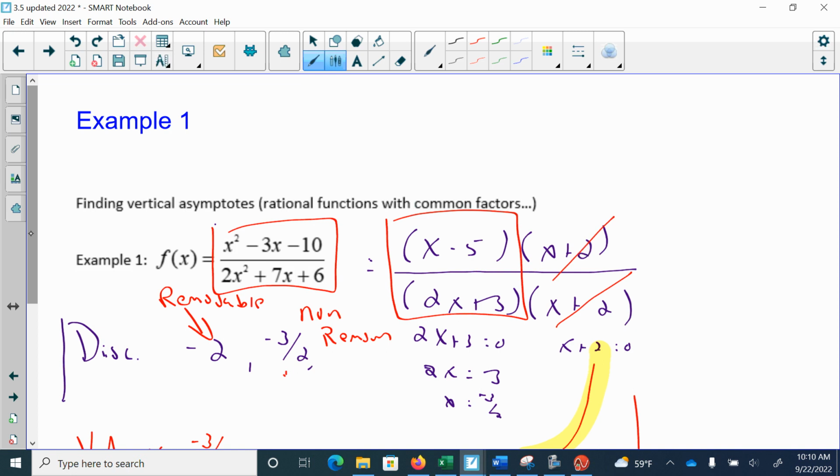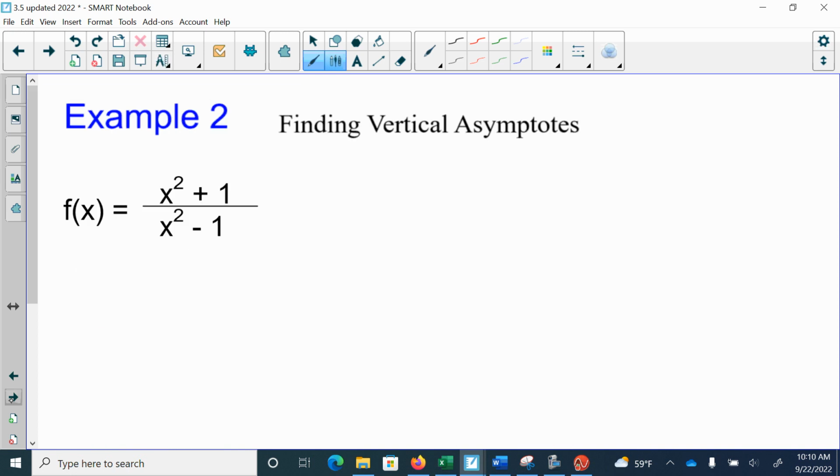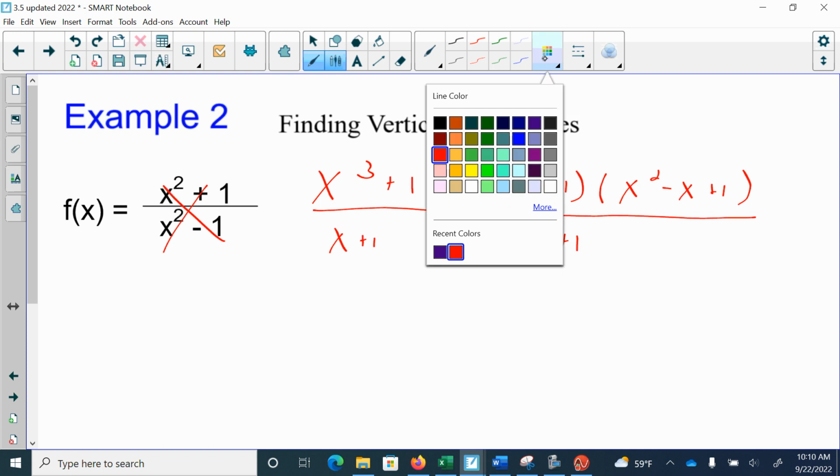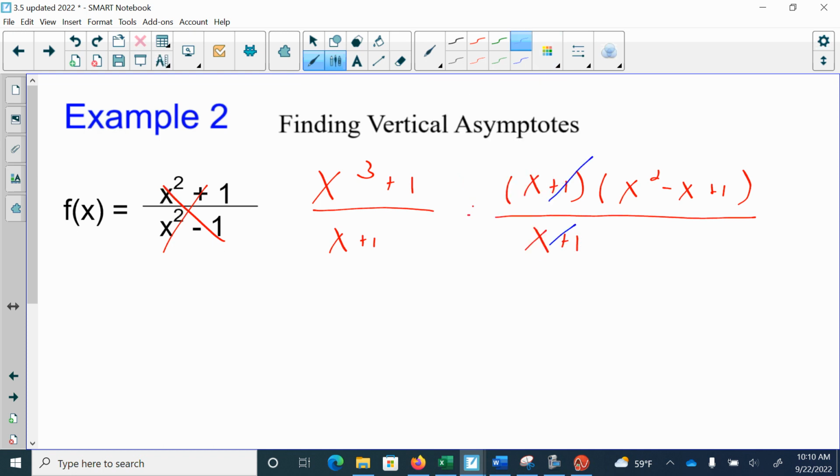Okay? Moving on. Okay, this one, find the vertical asymptotes. Oh, that's not what you have? Oh, you have x cubed plus 1. Okay. Yes, you do. It's x plus 1 times x squared minus x plus 1, all over it. And then you just get the polynomial. So those will simplify.